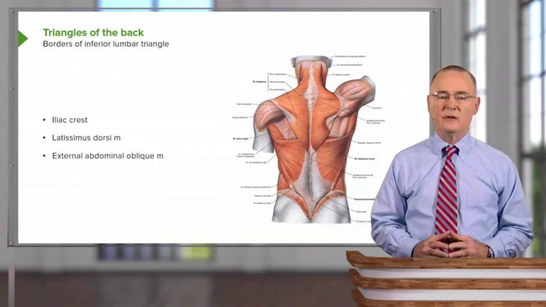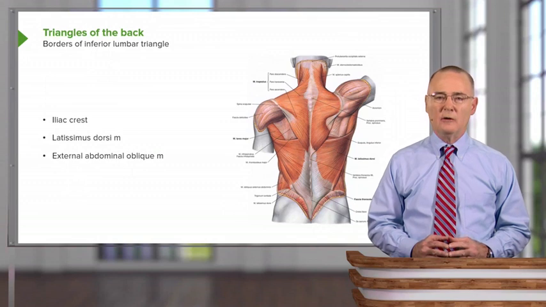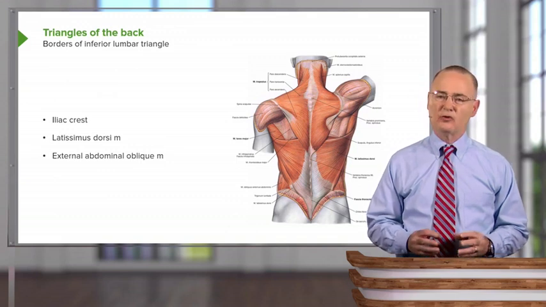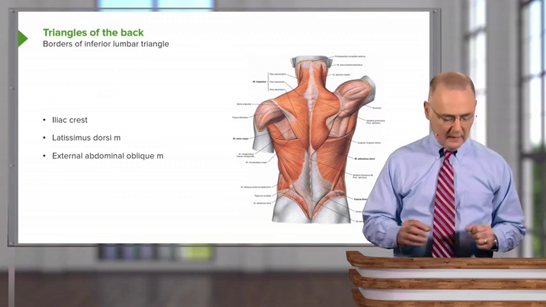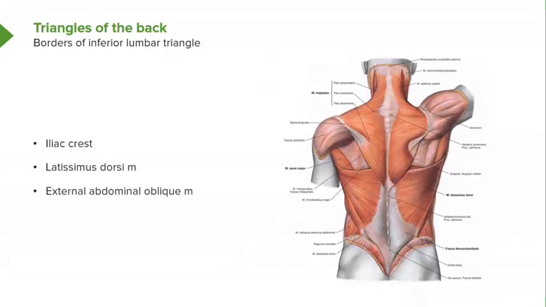The last triangle of interest is going to be the inferior lumbar triangle. It is going to be formed by three structures that define its borders: the iliac crest, the latissimus dorsi muscle, and lastly by the external abdominal oblique muscle. And if we take a look here, we can see all three contributions defining the inferior lumbar triangle at this location. Here is the latissimus dorsi, its lateralmost border. Here is the external abdominal oblique, and then here is your iliac crest.